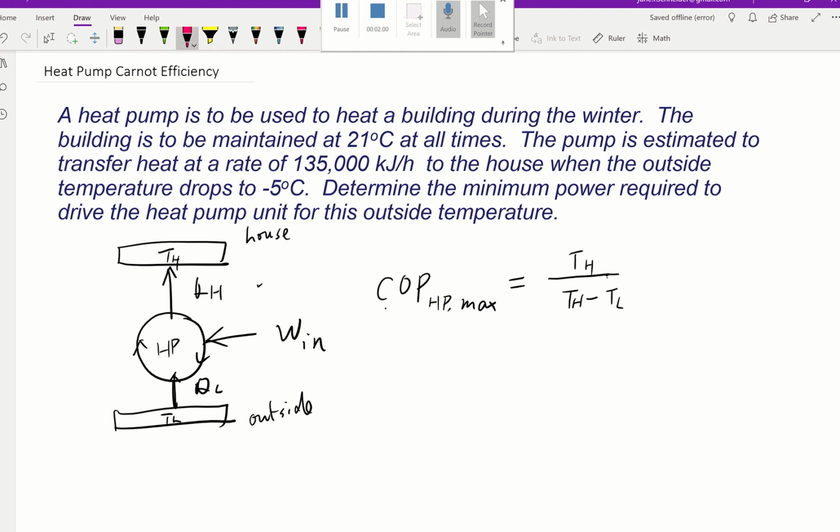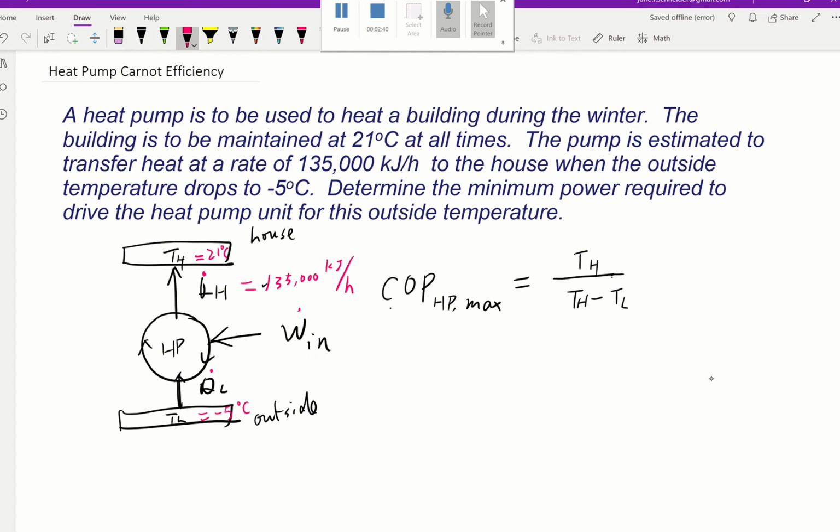Now let's look at this problem. They said the building is maintained at 21 degrees, so that would be our TH at 21. And the outside temperature is -5 degrees. And there's a heat transfer rate of 135,000 kilojoule per hour to the house, so that would correspond to our QH, 135,000 kilojoule per hour. I mean, it should be more theoretical. This should be a dot because it's divided by time, right? So in that situation, we can put a dot on all of them here.